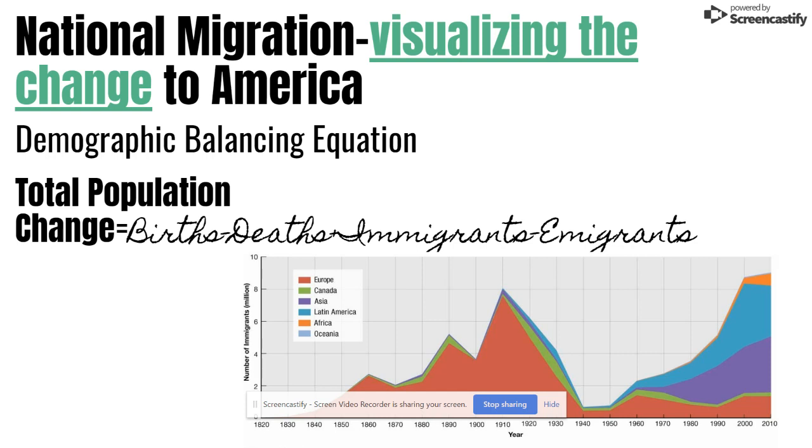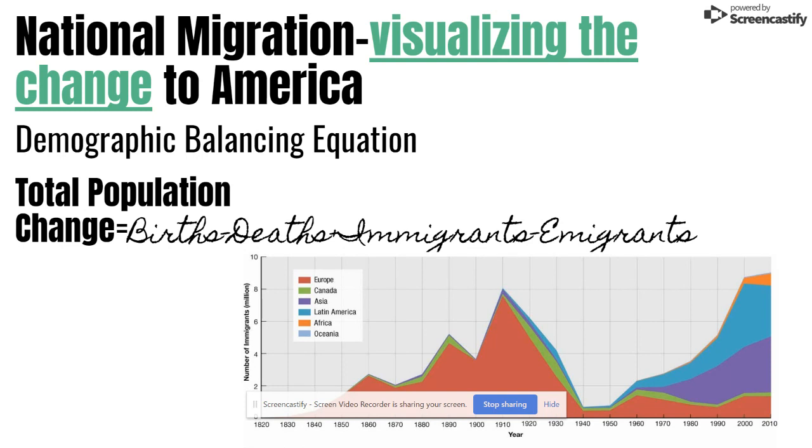Okay, so we just got done looking at global migration trends, but let's zoom in a little bit and look at the national level here in the United States. Note quickly the demographic balancing equation. What we have to understand is that the United States is the third largest, most populous country in the world.